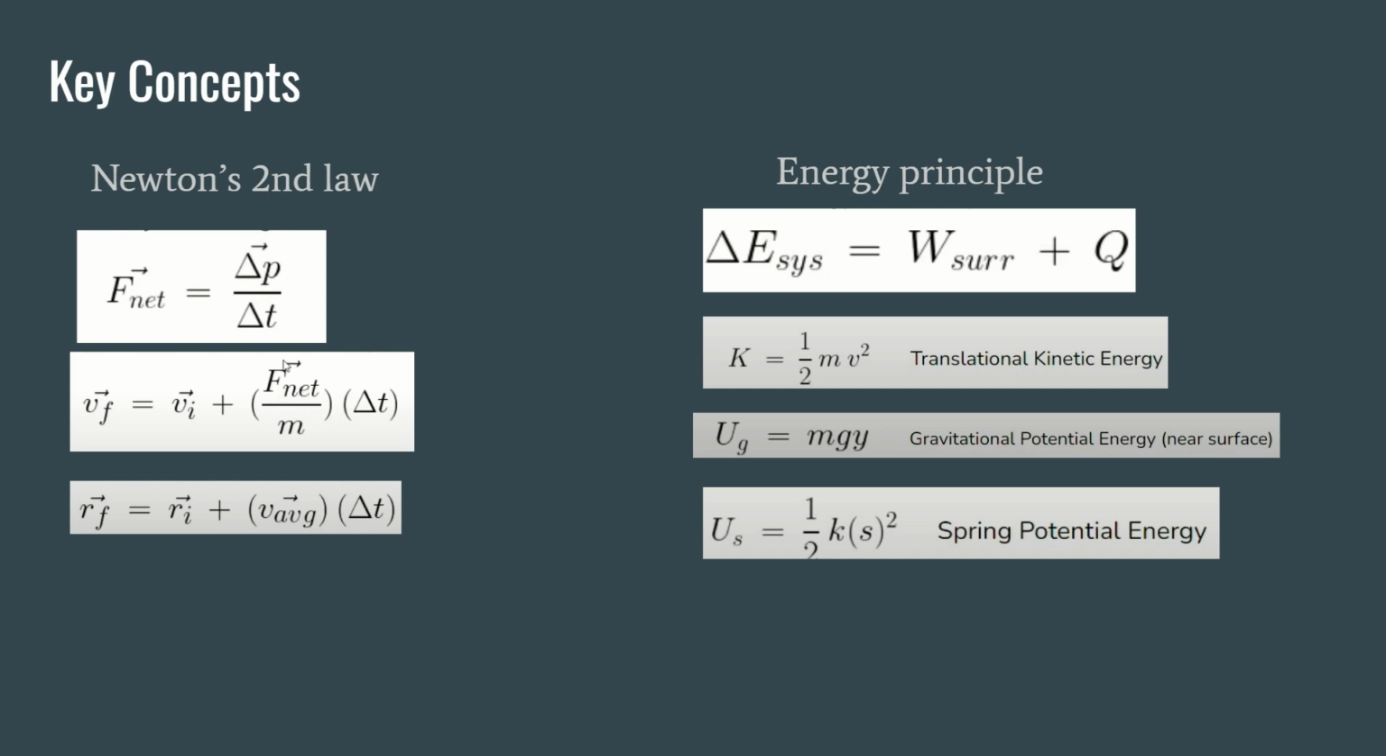Also, the kinetic energy is 1/2 mv squared, the translational kinetic energy, the gravitational potential energy is mgy, and the spring potential energy is 1/2 ks squared.